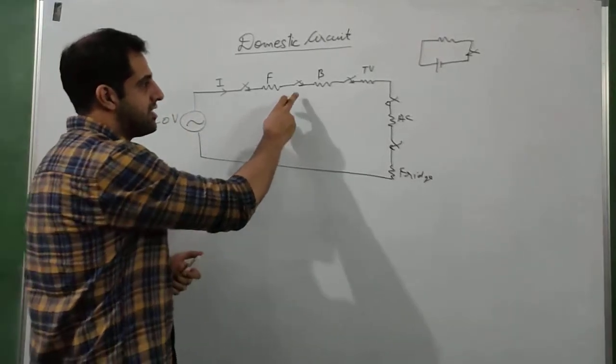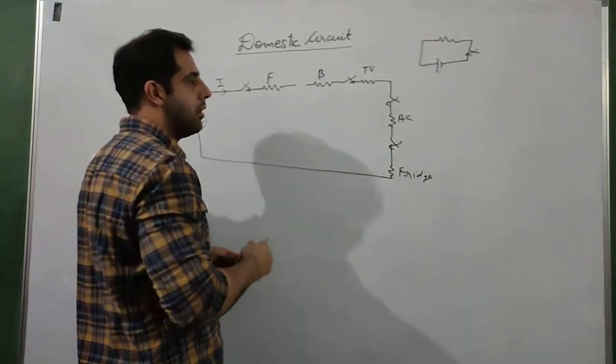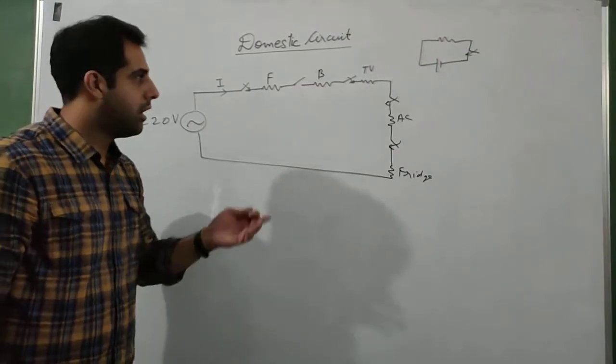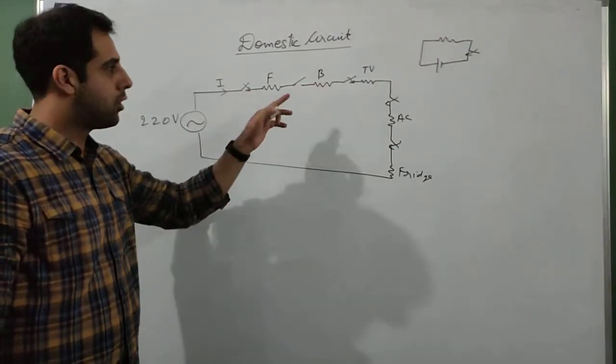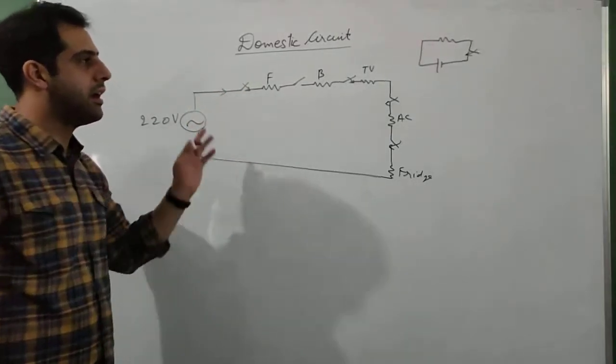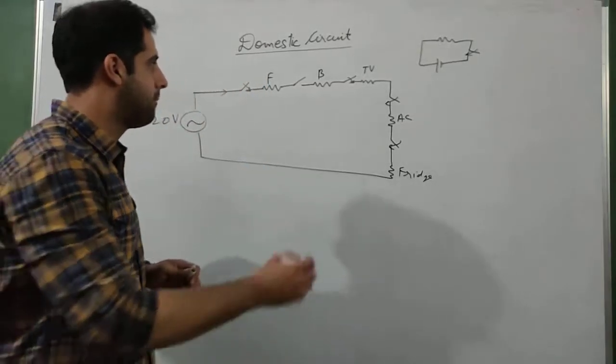If I say that I don't want the bulb to operate, so I'll switch off the bulb. So what did I do? I again opened the circuit. Now even the fan will not work because the circuit is open from here. The current will stop flowing in the circuit and none of the appliances will work. So this is the first disadvantage of the series circuit.